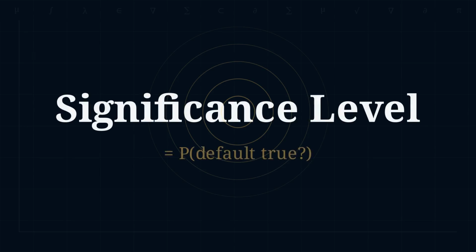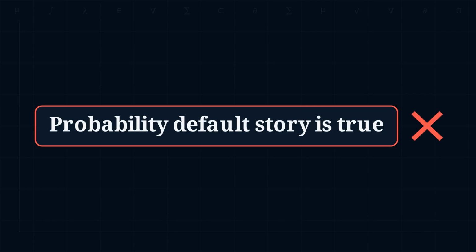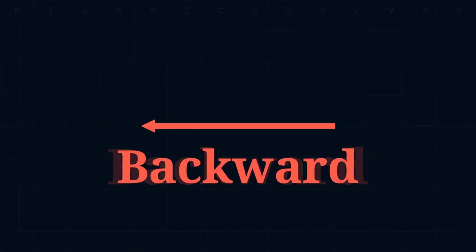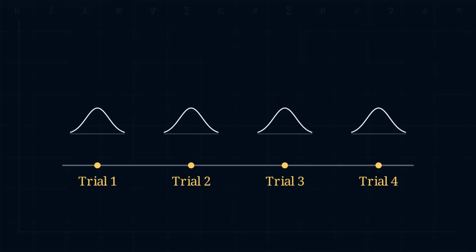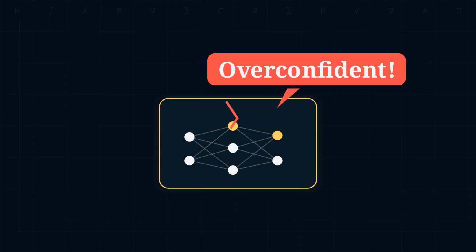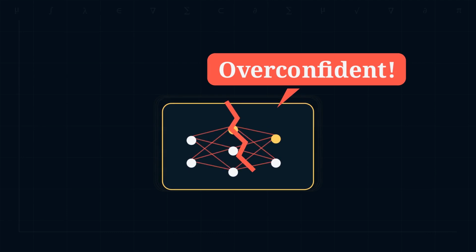The common beginner mistake is to treat the significance level as the probability the default story is true after seeing your data. That is backward. The significance level is the chance your rule would have signaled an effect if the world actually had none, averaged over many imaginary repetitions. Mixing up those directions leads to overconfident claims and brittle models.